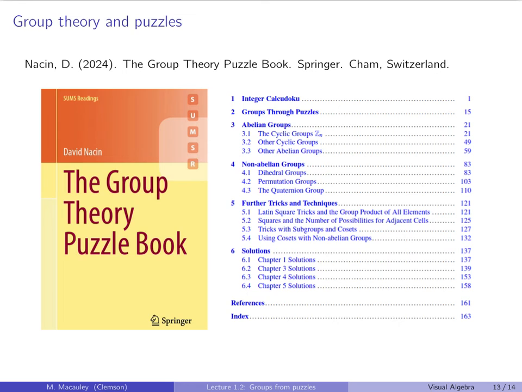In 2024, David Nacin, I don't know if I pronounced that correctly, a math professor in New Jersey, published a group theory puzzle book. Here's the cover and the table of contents, and even though we haven't covered these terms yet, listeners who are familiar with group theory should recognize a lot of these: cyclic, abelian, dihedral, permutation, quaternion, and cosets. So I encourage you to check this out.